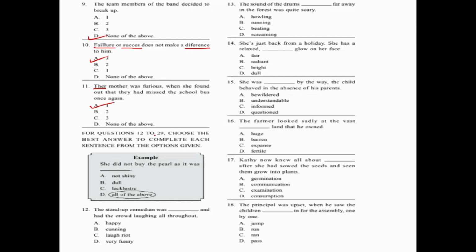Now, for questions 12 to 29, choose the best answer to complete each sentence from the options given. Okay, like for example, she did not buy the pearl as it was dash. So not shiny, okay. Then dull, okay. I may consider it inappropriate to purchase something if it is dull, okay.